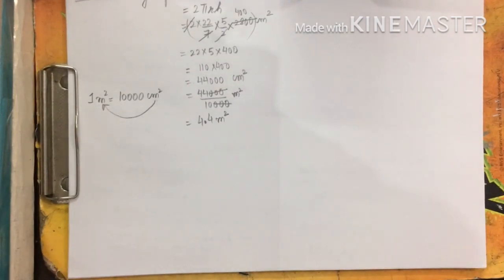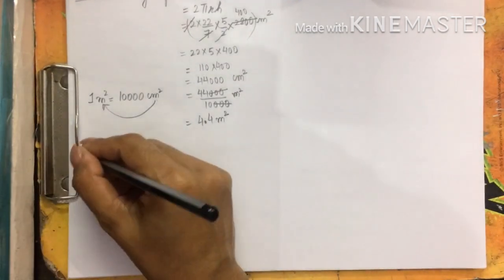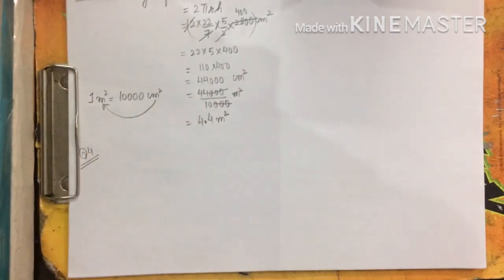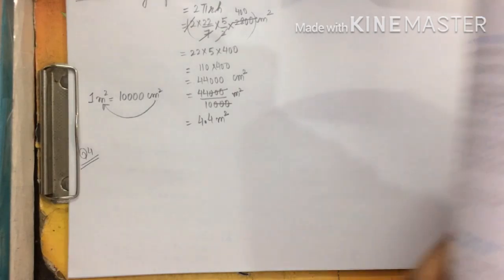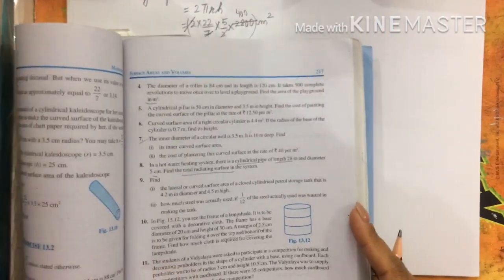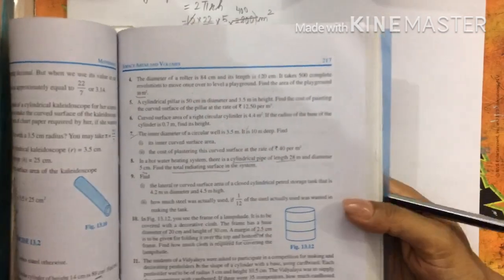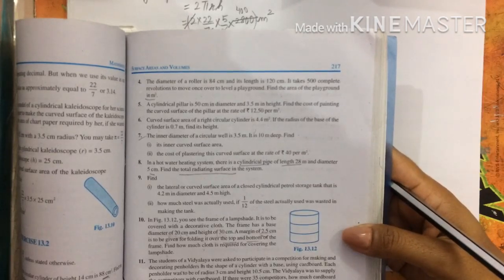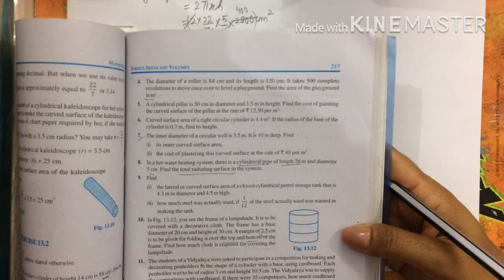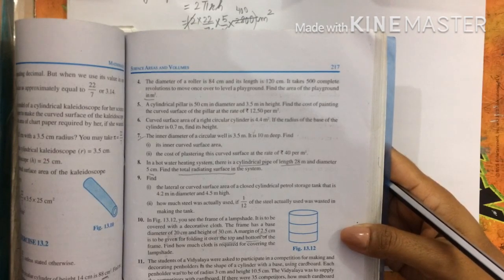The next question that we are going to do is question number 4. Now question number 4 is a question which you have done last year as well. You probably remember, it's about a road roller. Let's take a quick look at the statement. The diameter of a roller is 84 centimeters and its length is 120 centimeters. It takes 500 complete revolutions to move once over to level a playground. Find the area of playground in meter square.